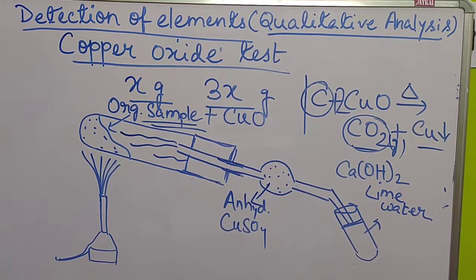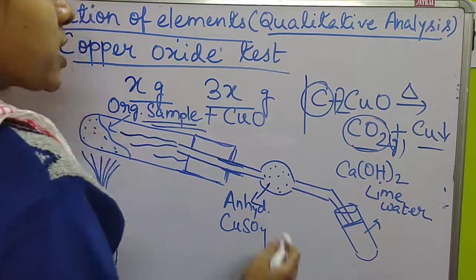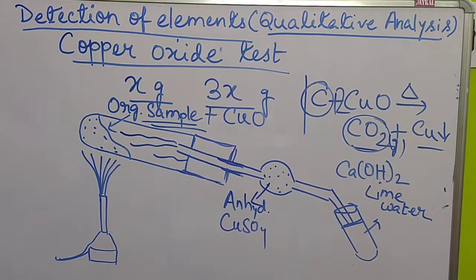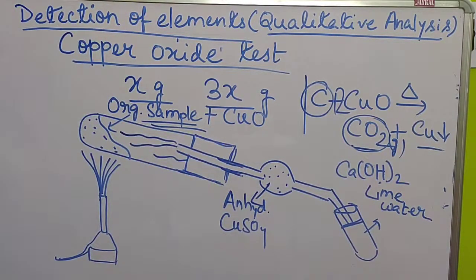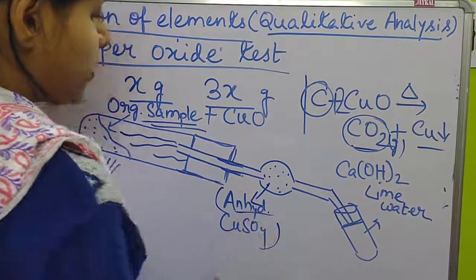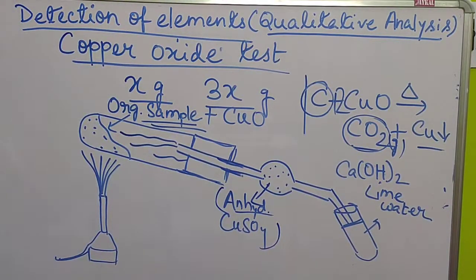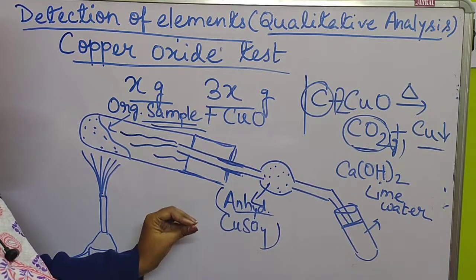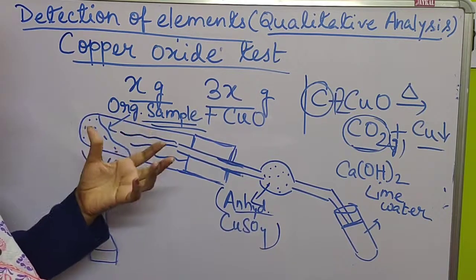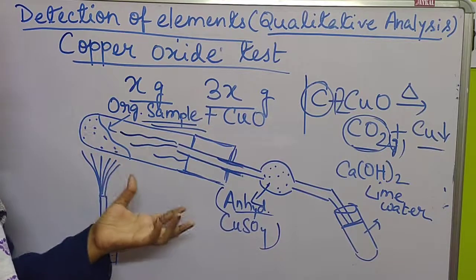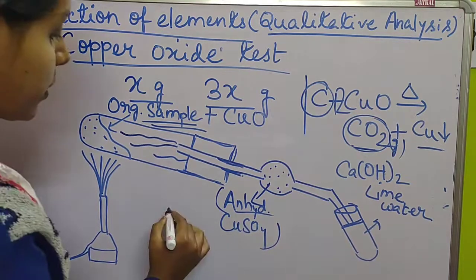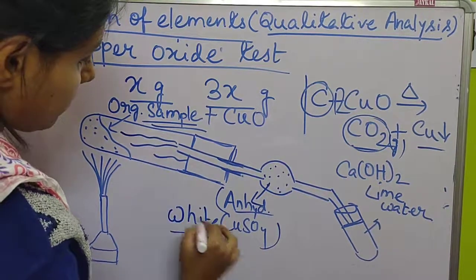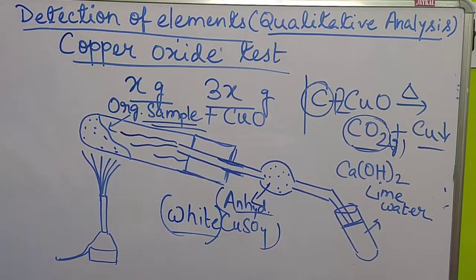So why have we taken this anhydrous copper sulfate and lime water here? Just to detect the presence of these two gases, carbon dioxide and water. Anhydrous means lack of water, where water is not present. Copper sulfate is found in the blue form, called blue vitriol, but in the anhydrous form it is white in color. So this anhydrous copper sulfate is white.